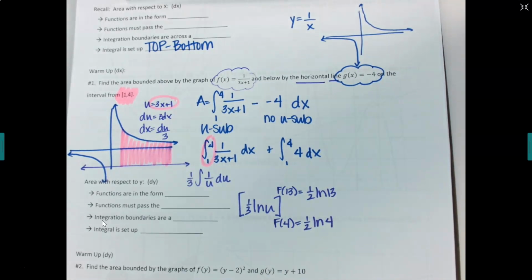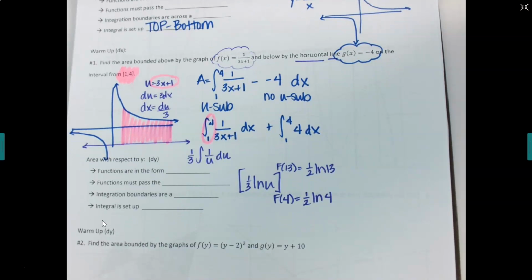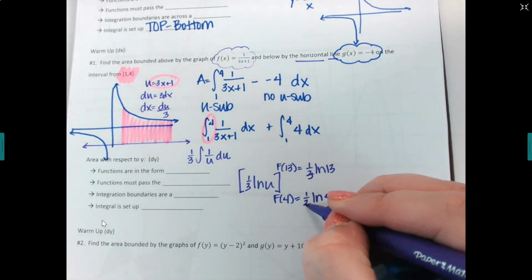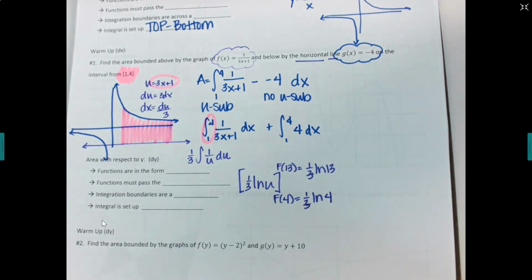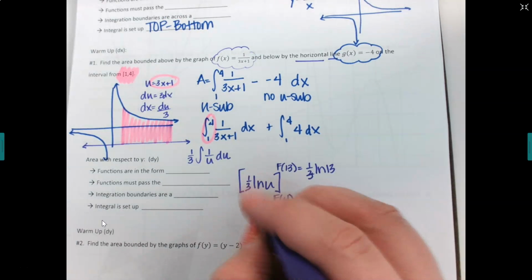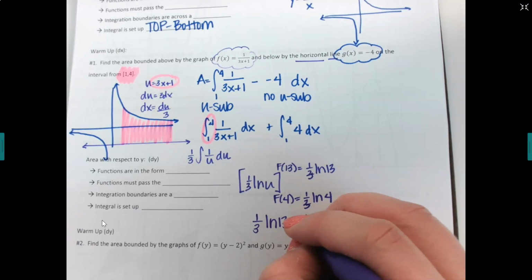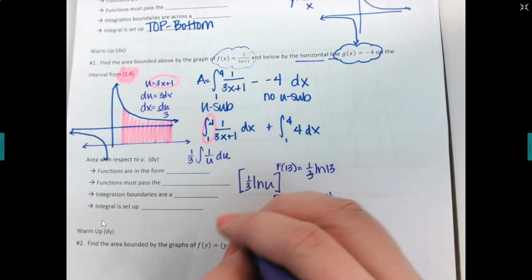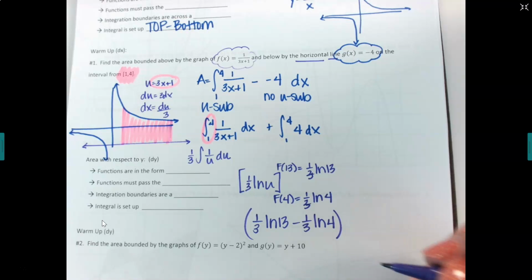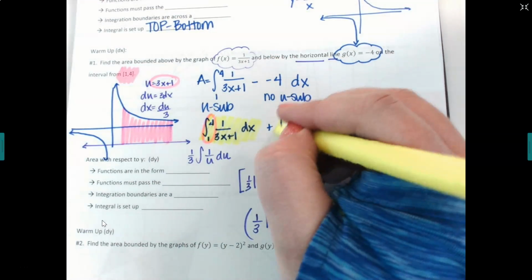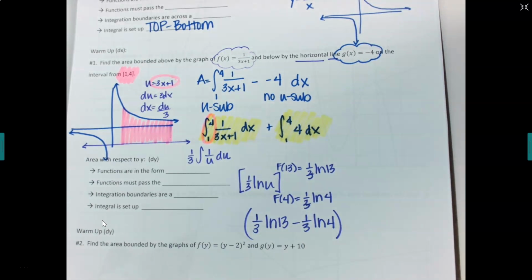Then what am I doing with those two? A third. You mean a third? Oh, I did mean a third, thank you. And then what do I do with those two values? F of b minus f of a, so it'd be a third ln 13 minus a third ln 4. Yes, which I'll do in a second. Now remember, that is only this part of the integral. I still have to come back and do this part and then add the answers together.